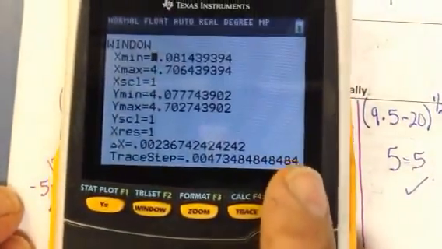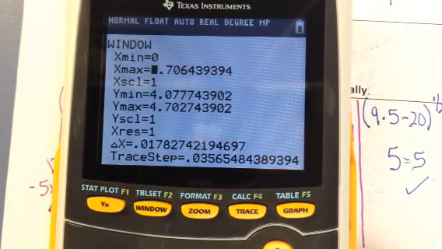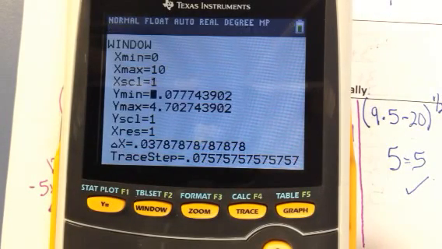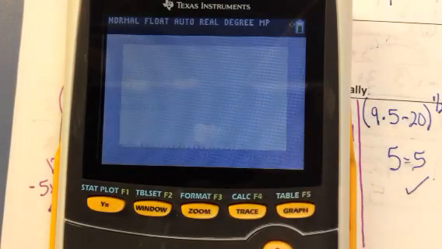So for my x min, I'm going to start it at 0 and go up to 10. And my y min, I'm going to start it at 0 and go up to 10. All right, hitting graph right now.